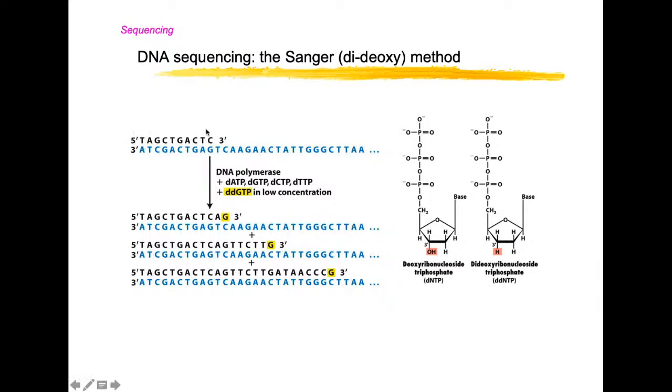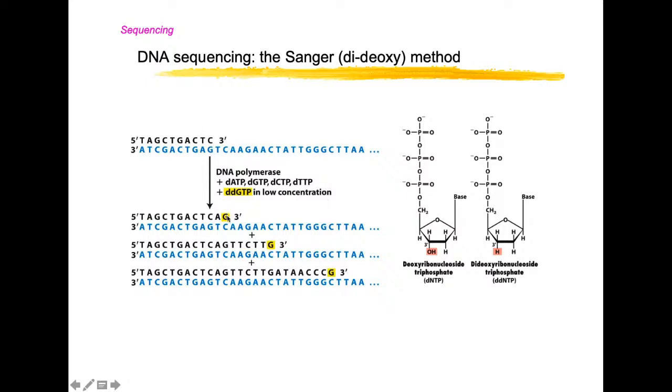Basically, this is the sequence that is given to us, and we want to identify the sequence. Let's say this is the known sequence of a human being, and we need to identify which sequence it is. So we will add a sequence tag, which will attach to this particular part, and onto that we will add DNA polymerase, and dATPs, dGTPs, dCTPs, dTTPs, and also ddGTP in very low concentration.